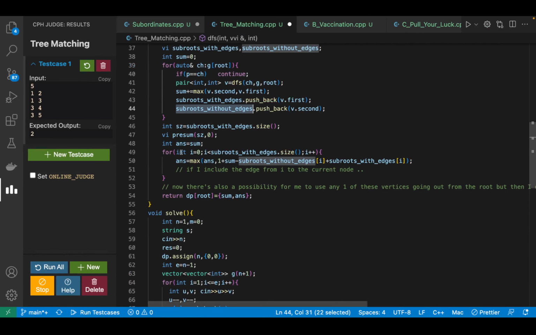So I'll have to check for all my children. I'll say, okay, child 0, I want to utilize my edge with you. So you tell me what's the answer if you don't consider your edge with your children. The answer would be 1 plus sum, and from sum I'll have to subtract something. I'll subtract subroot without edges, and I'll add subroot with edges in that. After doing all of that, I'll store the value in root and return it. That makes sense, I hope.